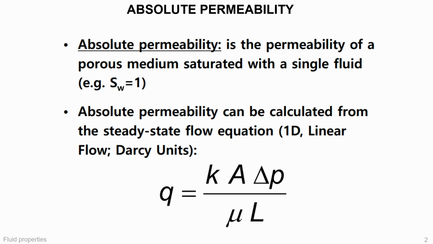Absolute permeability is measured when a single fluid fully saturates the rock. It describes the rock's baseline flow capacity. However, reservoirs almost never flow as single-phase systems during production. So absolute permeability is only the starting point.